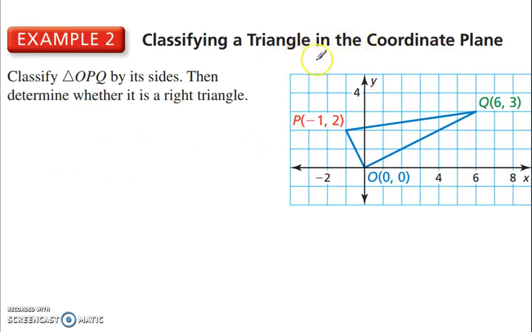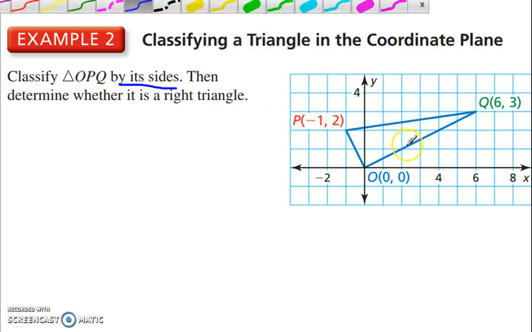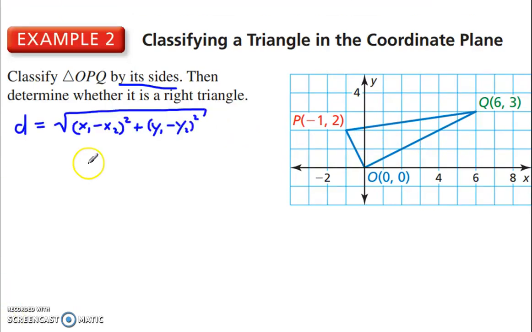Classifying the triangle in the coordinate plane by its sides. So, we can see that this one's obviously a lot shorter than the other two. But the other two, it's not obvious whether they are the same length or not. So we're going to use the distance formula. Remember that distance formula is the difference of the x values squared plus the difference of the y values squared and the square root of that. So we'll do this line first.